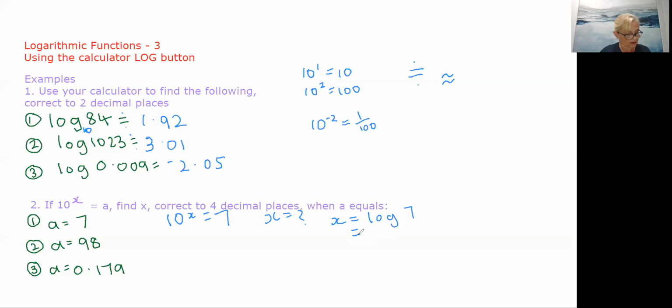So log button and 7. But in this case, we wanted 4 decimal places. So 0.8451. So again, do an approximation there.